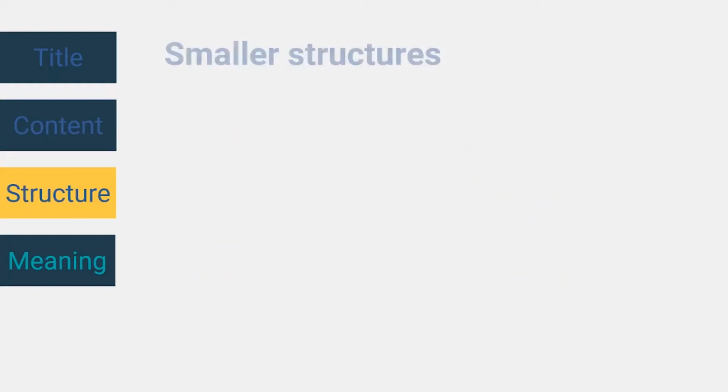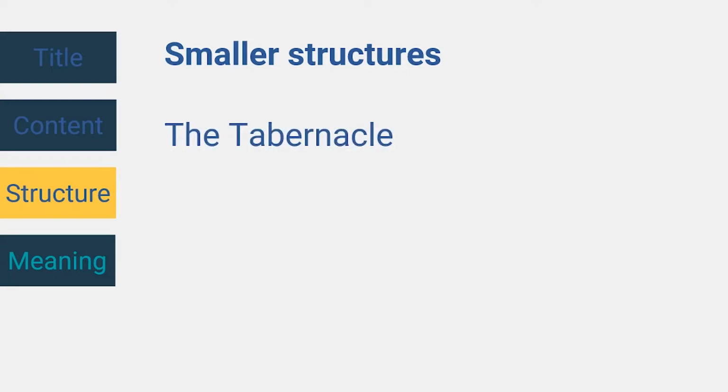Now let's have a look at some of the structures in the book of Exodus. First, I will look at the macro structure of the tabernacle and how it is described. This covers most of the second part of Exodus. And then I will discuss the way the 10 plagues are structured.